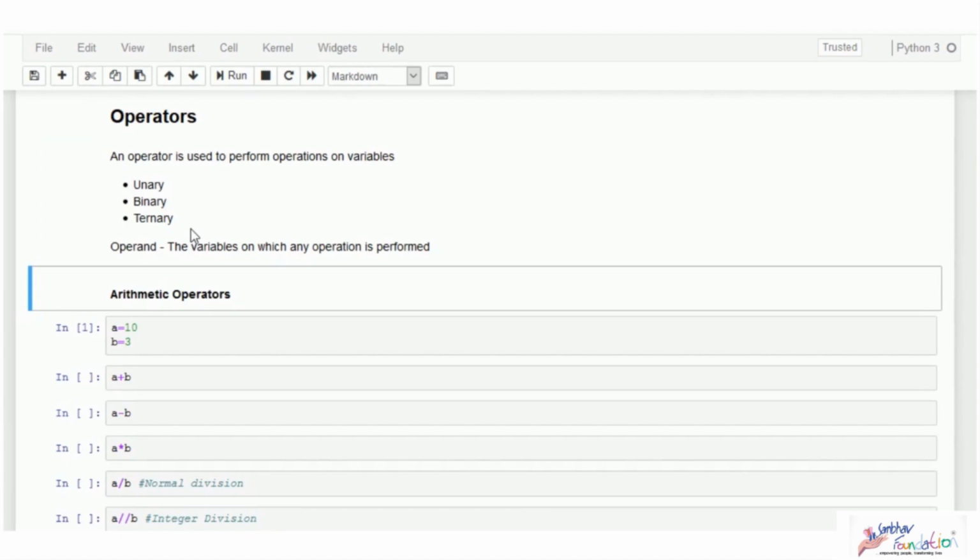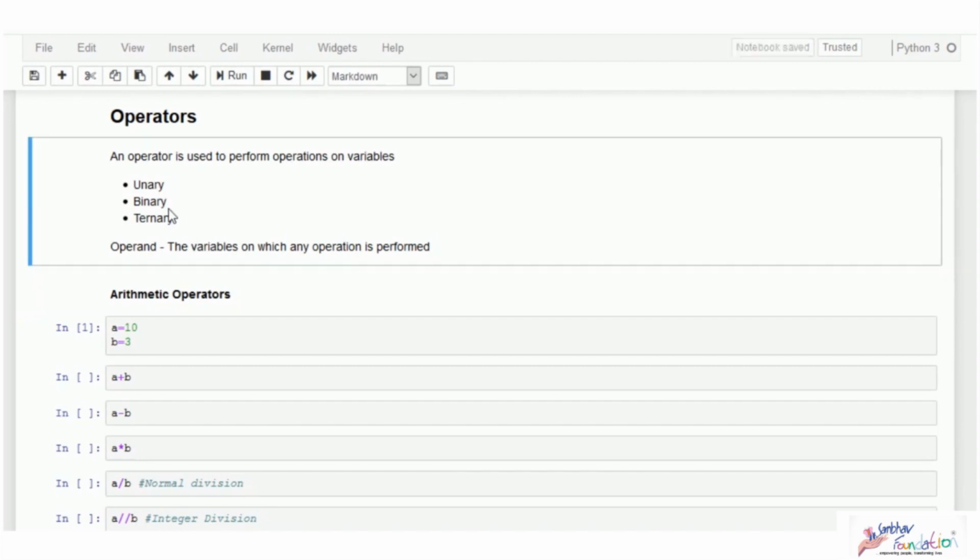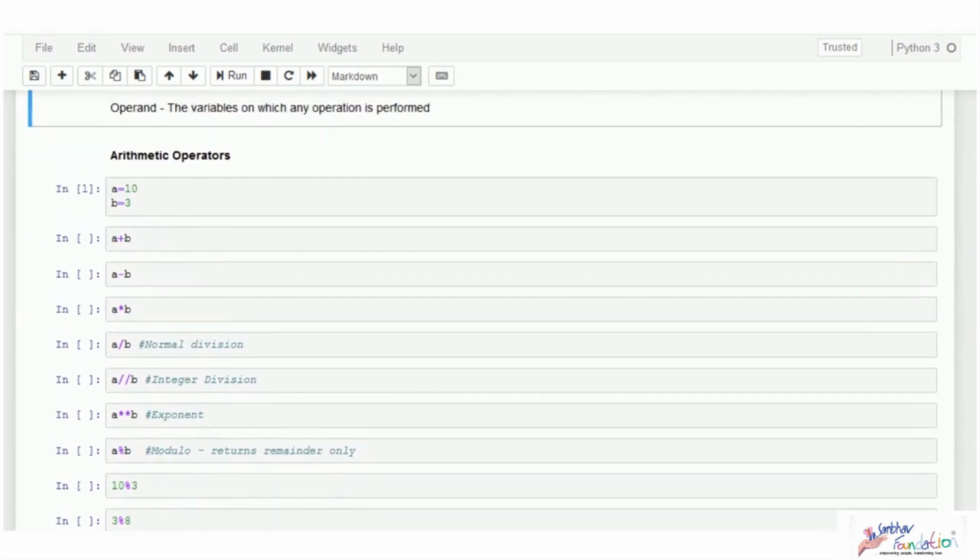So depending upon the number of operands, the list goes on. We have quaternary for 4, pentanary for 5, hexanary for 6, and so on. But most operators fall under unary or binary categories. So first we will see what we are most familiar with, the arithmetic operators. These are your common mathematical operations like addition, subtraction, exponentiation, etc.